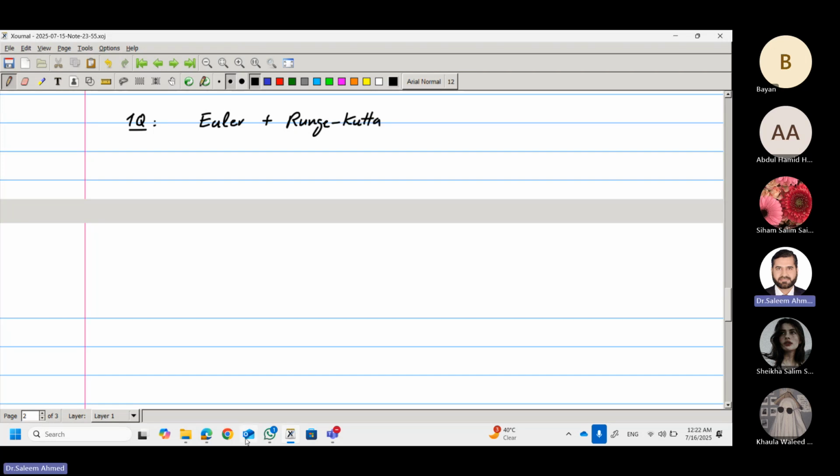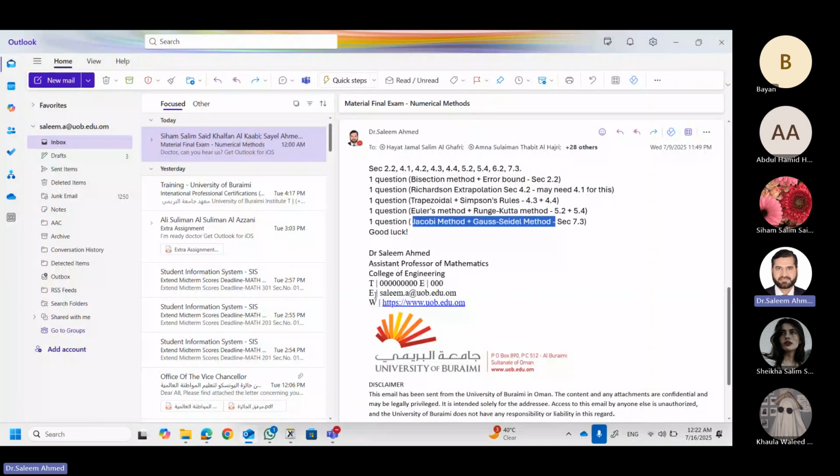Euler plus Runge-Kutta, one person or 2? One person.